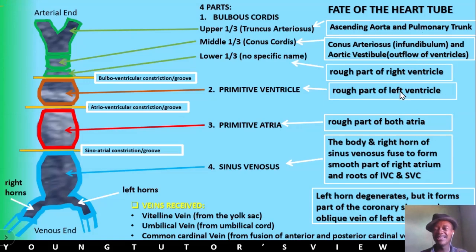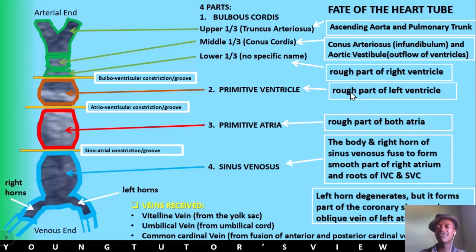So how do you know these parts here, like the fate of the heart tube? So very simple, because you know these rough parts are adjacent to each other. So the parts of the heart tube that are forming the rough parts of the heart are actually adjacent to each other, as you can see, rough. These parts here, the lower 1/3 of the bulbus cordis, the primitive ventricle, the primitive atria, all these are responsible for formation of the rough parts of the heart.